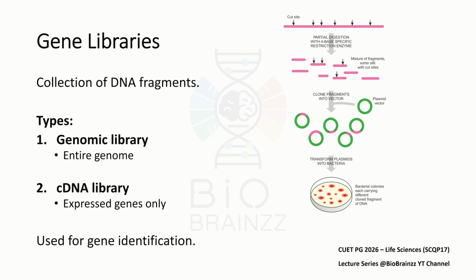Gene libraries are collections of cloned DNA fragments representing an organism's genetic information. A genomic library contains the entire genome, including coding and non-coding regions. A cDNA library contains only expressed genes derived from mRNA. Libraries are essential for gene discovery and sequencing.